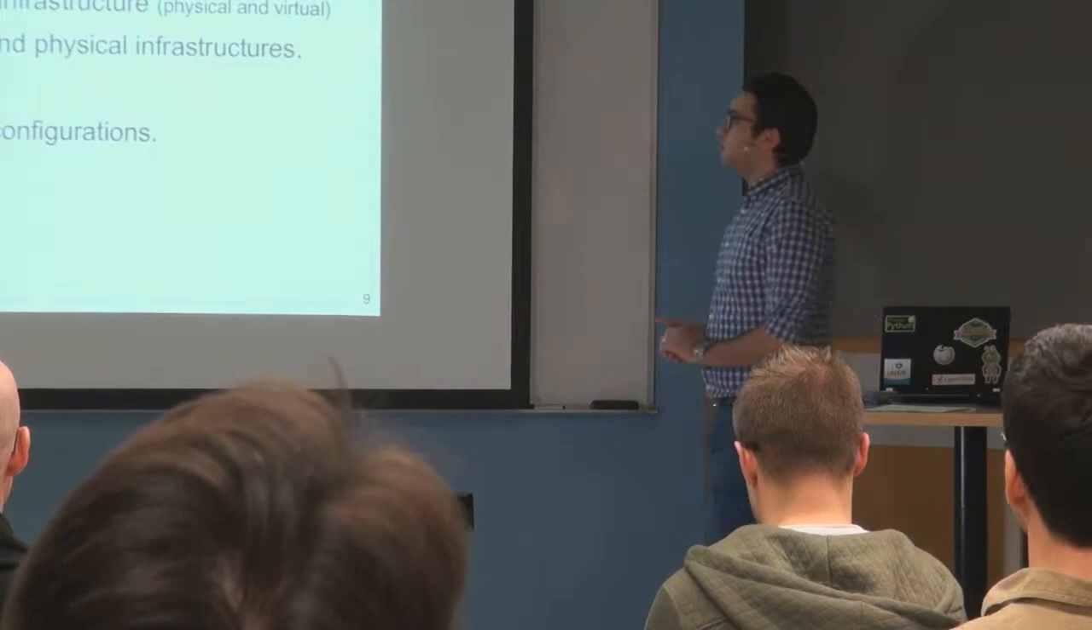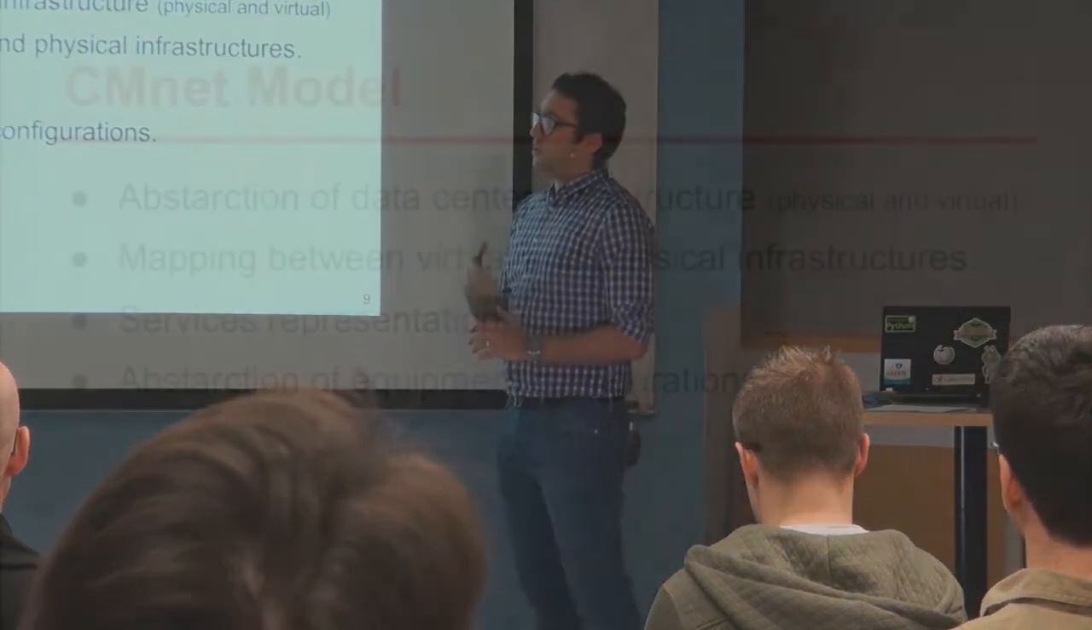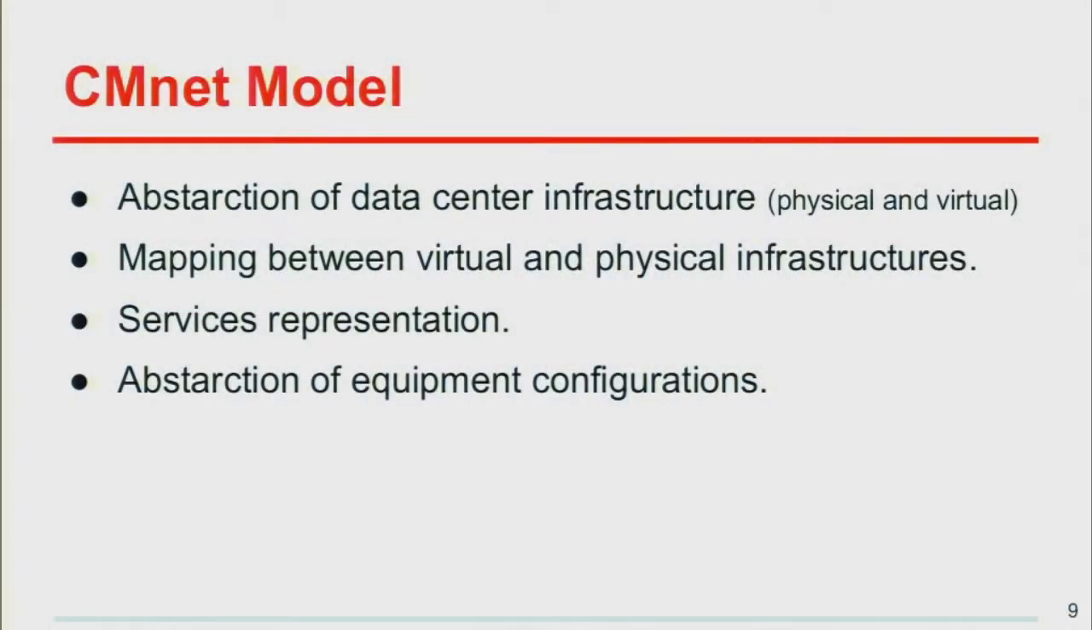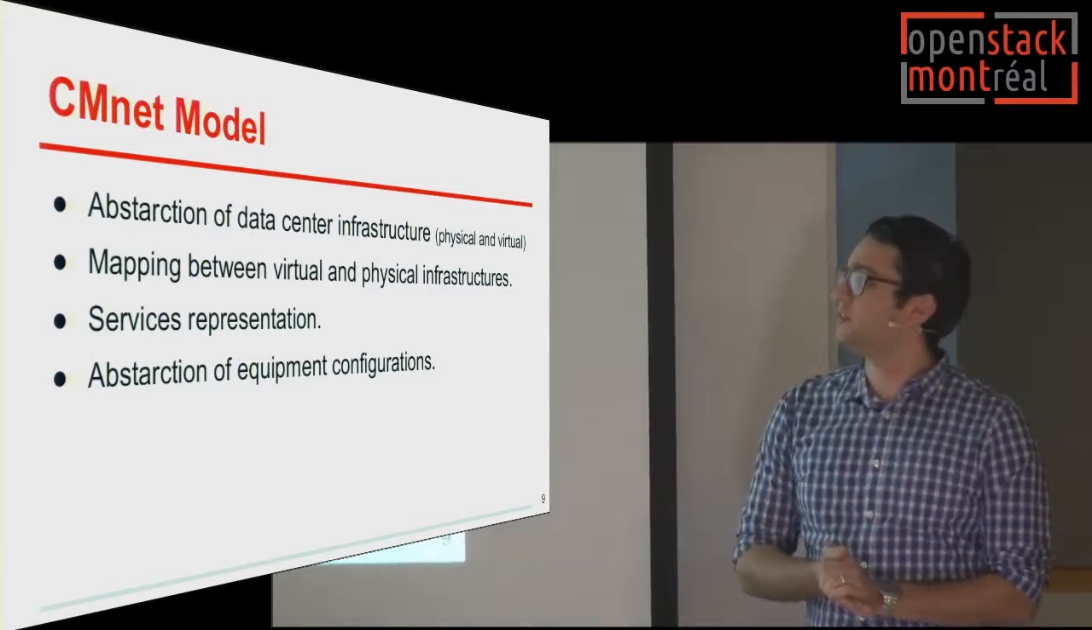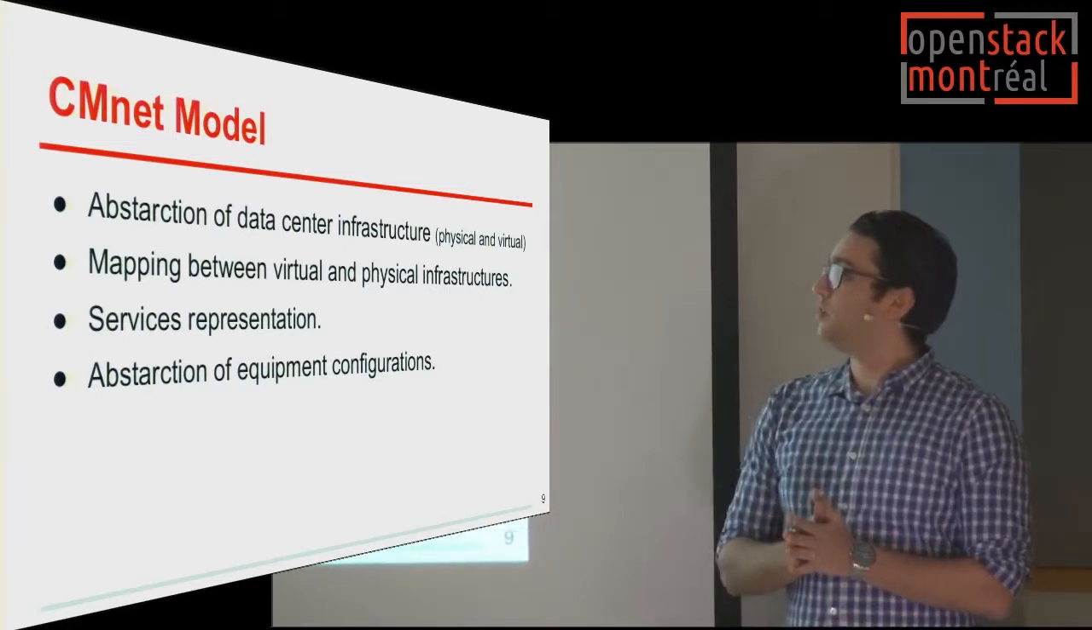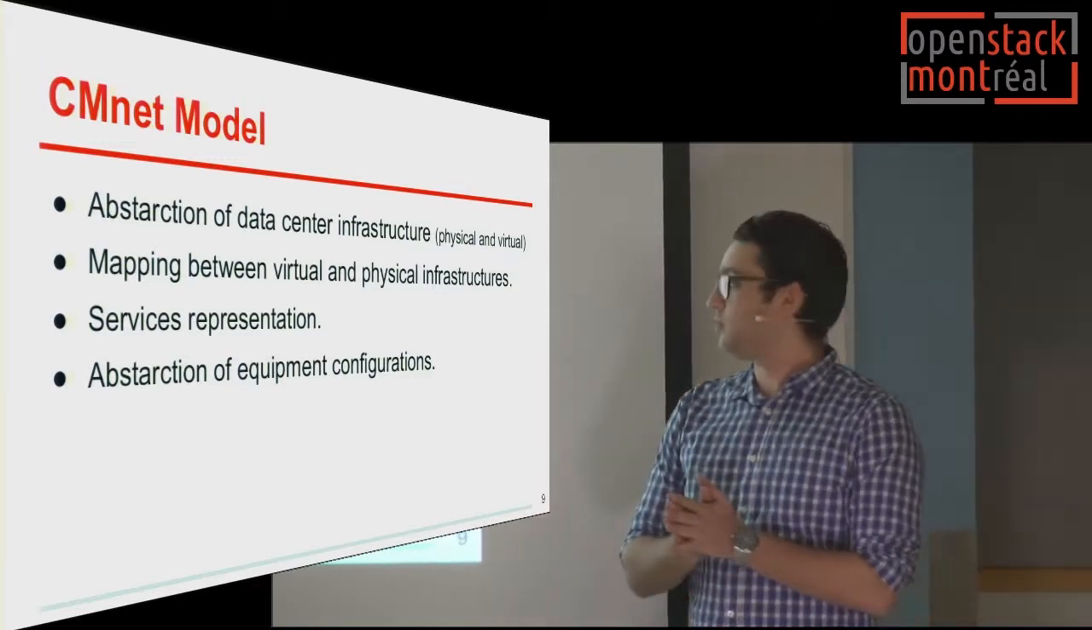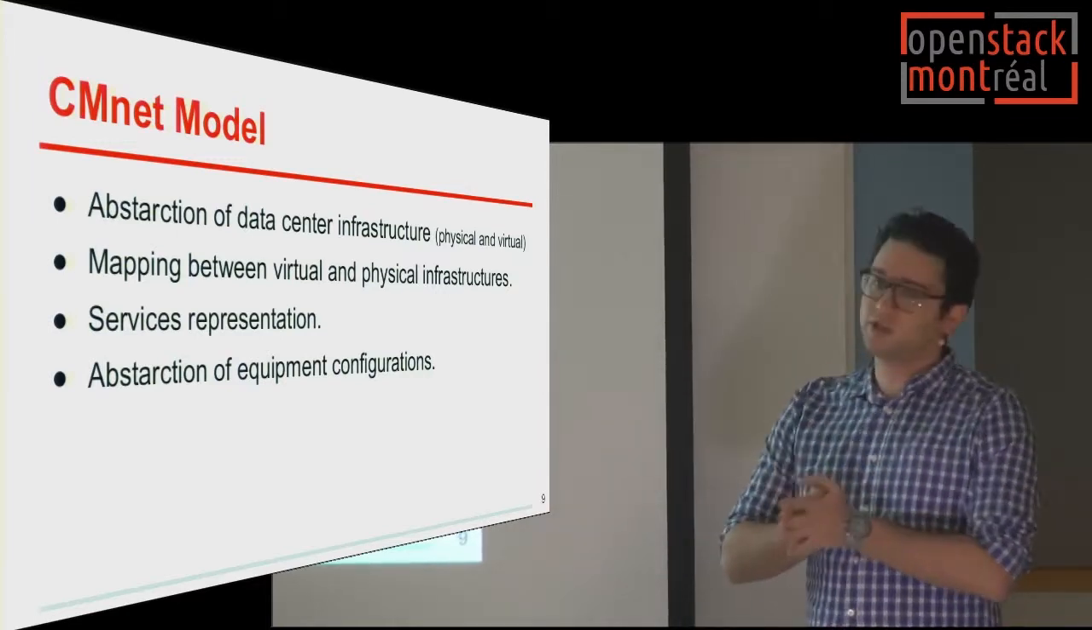To achieve our goal, we elaborated a model called the CMNet model, Cloud Management Network model. This model provides us an abstraction of data center infrastructures, physical and virtual, and also a mapping between these two infrastructures. It provides us a representation of services and a representation of the configuration of the network equipment.